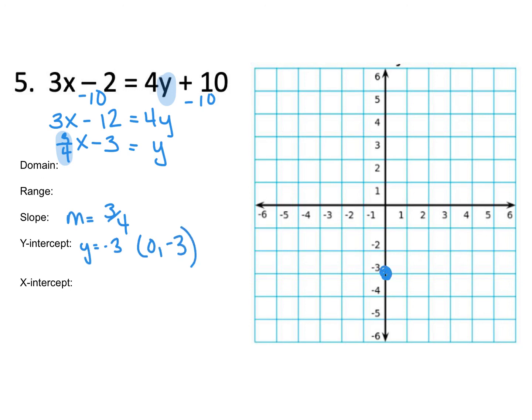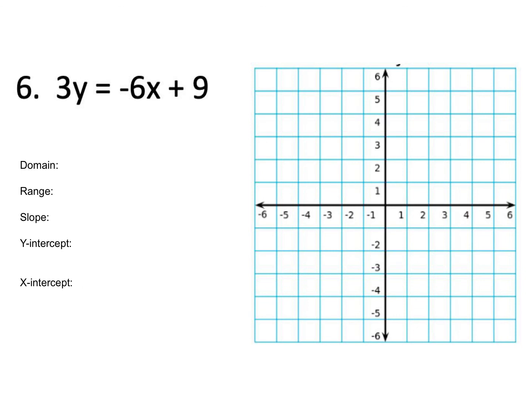So it crosses the y-axis at negative 3, and I'm going to count up 3 and to the right 4. I could go down 3 and left 4 as well to get another point here. And I can easily see my x-intercept just by looking at the graph right here. It is (4, 0). And when we talk domain and range, again, they're both all real numbers.